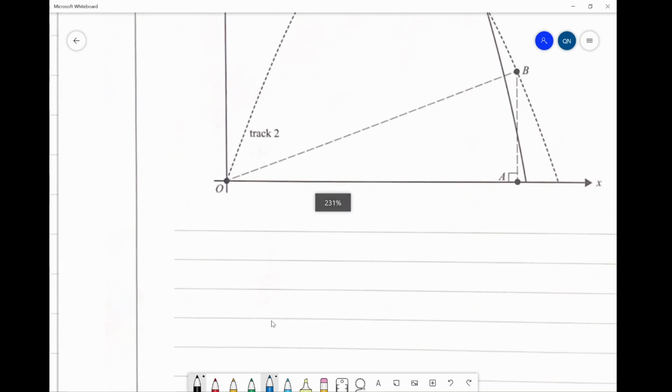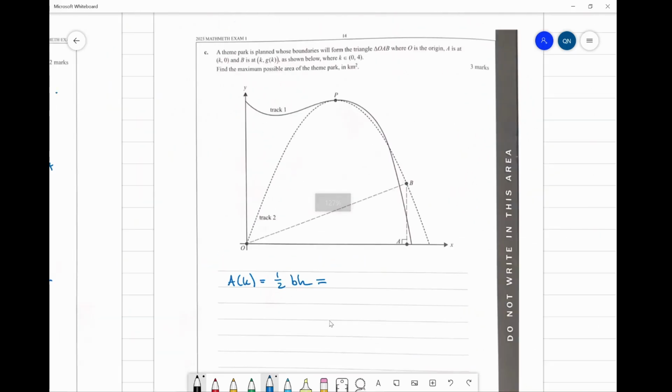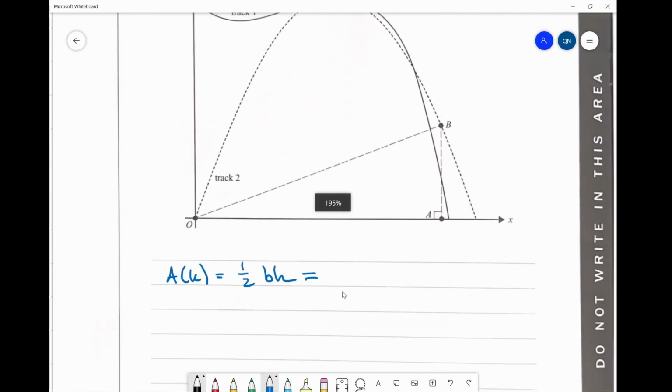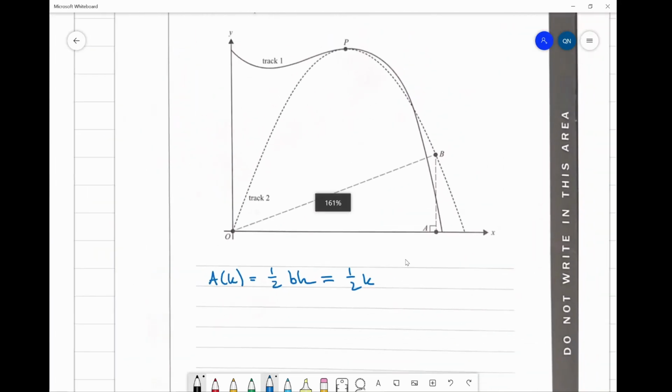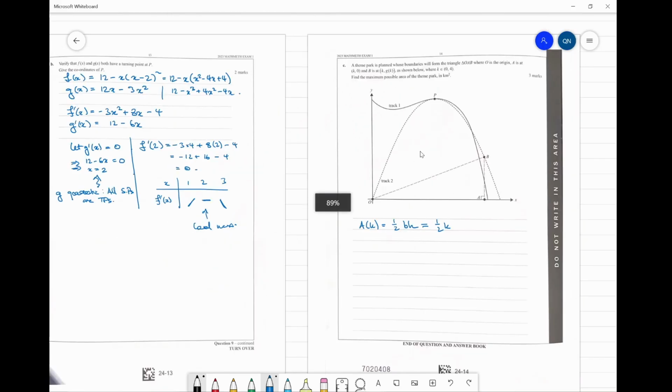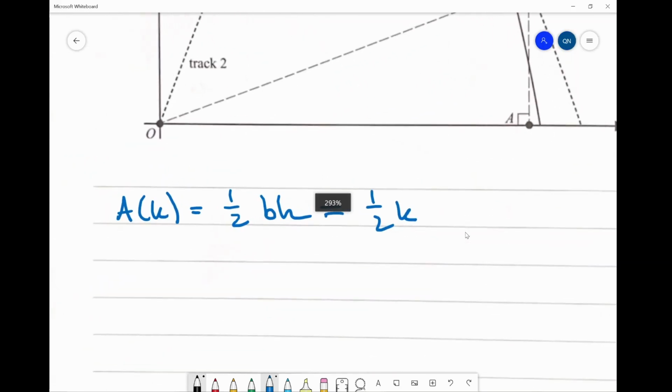So let's try to find A of k. The area A of k is just equal to 1/2 times base times height. What's the base of this triangle? Well, it has to be k, right? Because the point A has coordinates k, 0. So this is 1/2 times k. What's the height? Well, it's just the y coordinate of B, but the y coordinate of B is just g of k. So it's just 1/2 of k times g of k.